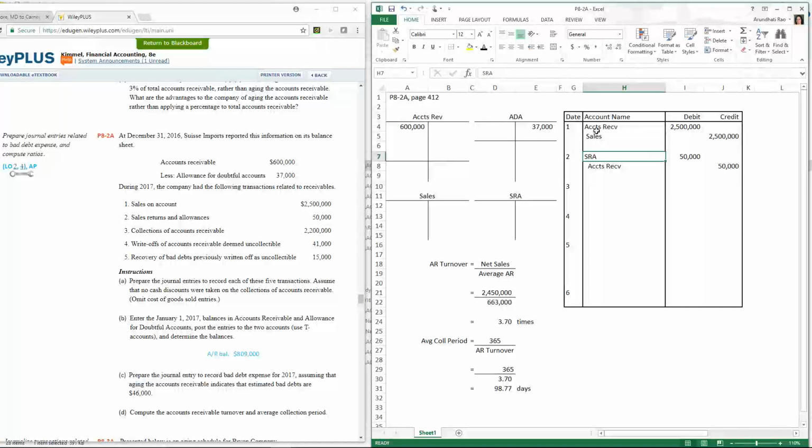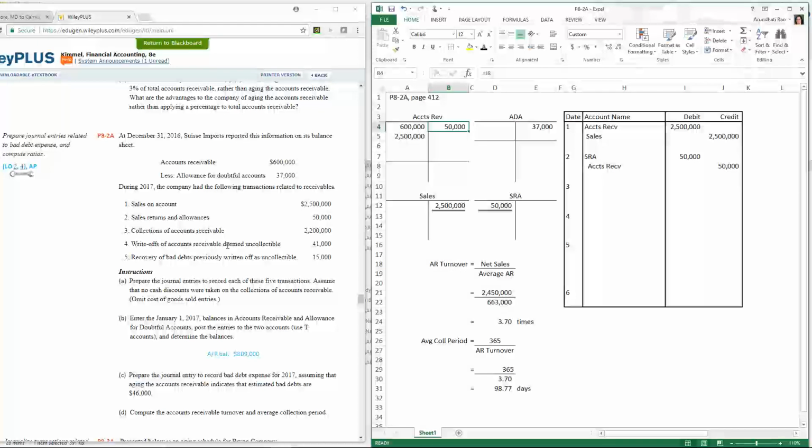So let's do the posting for these two entries. Accounts receivable, debit 2.5 million. Sales credit, 2.5 million. Sales return and allowance debit, 50,000. Accounts receivable credit, 50,000.